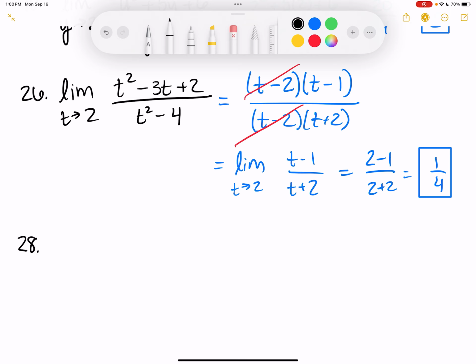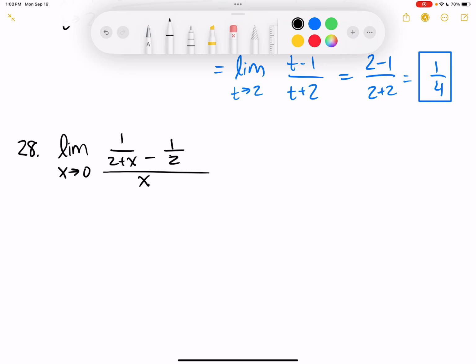Number 28. The limit as x approaches 0 of 1 over 2 plus x minus 1 over 2, all over x. You scared me when you said all over. Last year's class didn't like when I said all over either. Anytime I said all over, they would go, oh no. It's just foreboding.